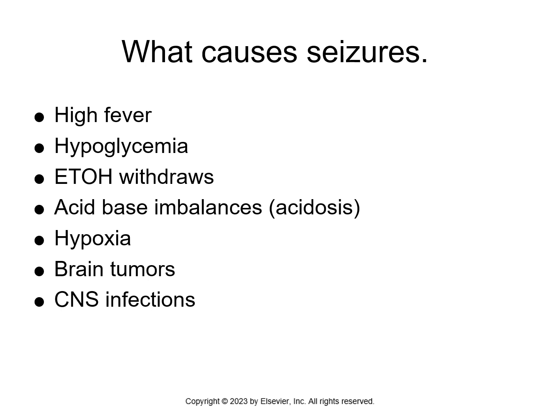Hypoxia, we don't have enough oxygen. Brain tumors, of course, are pushing and prodding inside the brain, which can cause seizure activity. And then central nervous system infections. We see it with meningitis. And with meningitis, there's others, but you can have high fever with that also. So these are just causes for seizures.